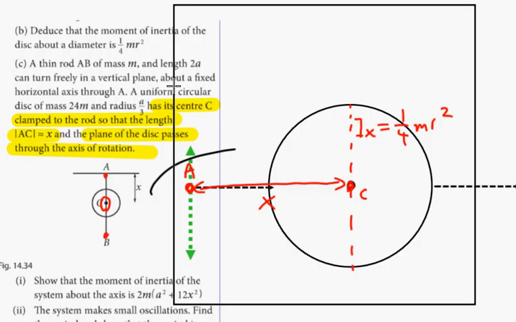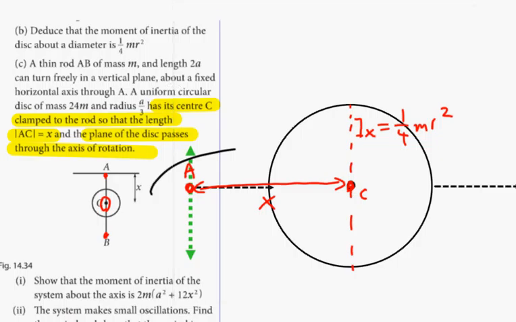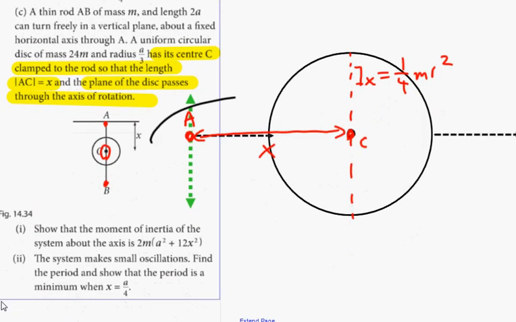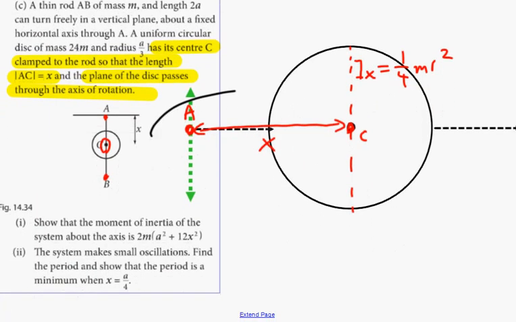Okay? So what that means is, now established that the two of these axes are parallel to each other. Now we just got to find out what's the rod around A. So the rod is held at its end. So that is the rod. And this is inertia about A.